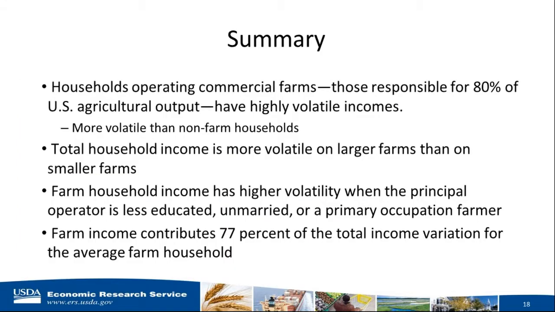So I am going to leave it there, but just to summarize, looking at our sample, which is representative of households operating commercial farms, we see that they have highly volatile incomes, more volatile than non-farm incomes. We see that this income is more volatile on large farms than it is on smaller ones. I didn't get into it, but education, being married, or working off farm tend to mitigate the volatility of household income. And although farm households have income from a lot of sources, about 77% of the total income variation is from farm income.